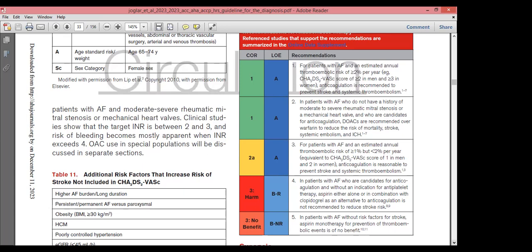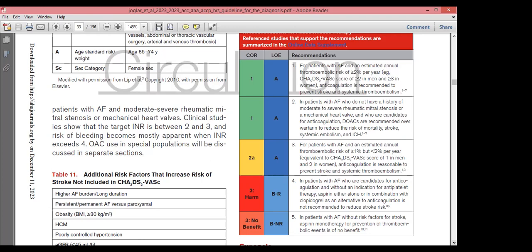Then in patients with AF who do not have history of moderate to severe rheumatic mitral stenosis or mechanical heart valve, and who are candidates for anticoagulation, it's advised that direct oral anticoagulants are recommended over warfarin to reduce the risk of mortality, systemic embolism, and intracranial hemorrhage. So patients that have AF, you want to know whether they have a mechanical valve or they have moderate to severe mitral stenosis. If they don't have, then the DOACs are preferred over warfarin. But if they have, actually, warfarin is preferred. So people that have mitral stenosis and mechanical heart valve, warfarin is preferred.